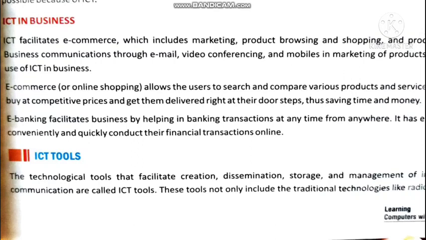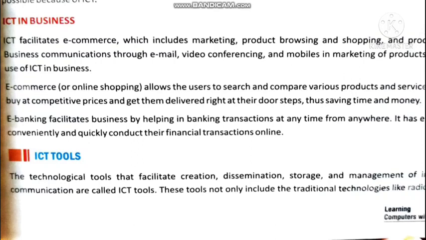Here, e-banking is also included. In e-banking, you can have your mobile banking, your app, internet banking. All those things will be included. ICT facilitates e-commerce, which includes marketing, product browsing, and shopping. Business communication through email, video conferencing, and mobiles, and marketing of products. E-commerce allows the users to search and compare various products and services and buy at competitive prices and get them delivered right at their doorsteps, thus saving time and money.